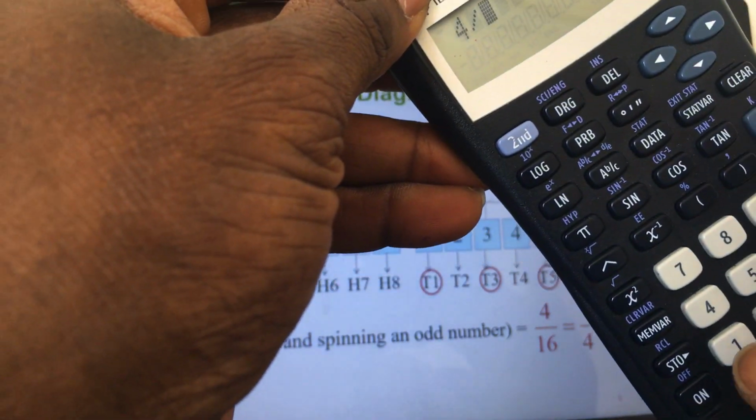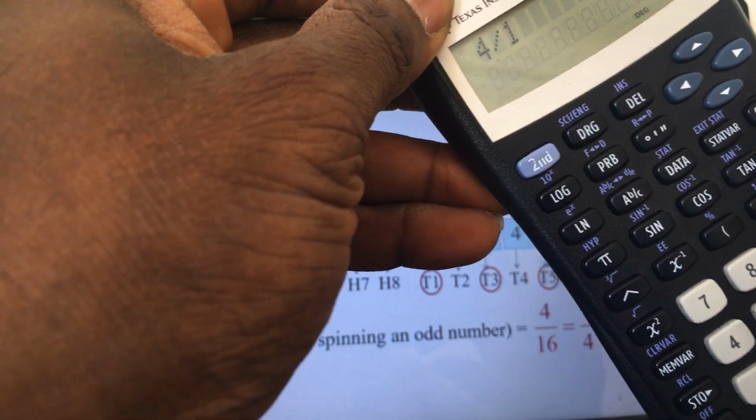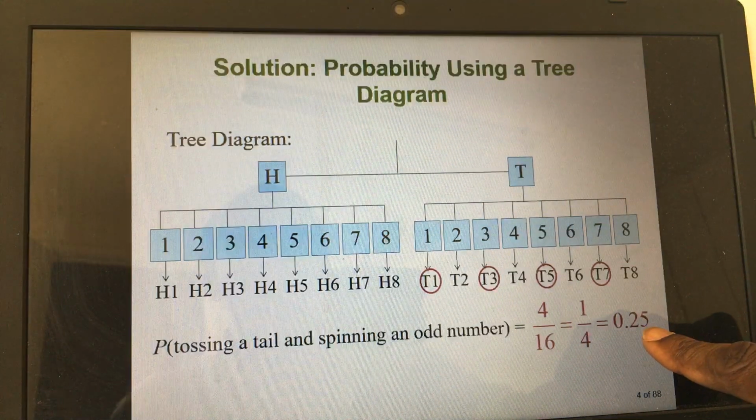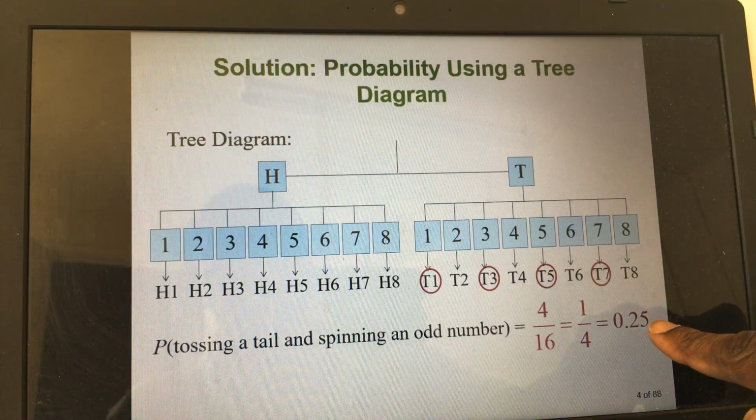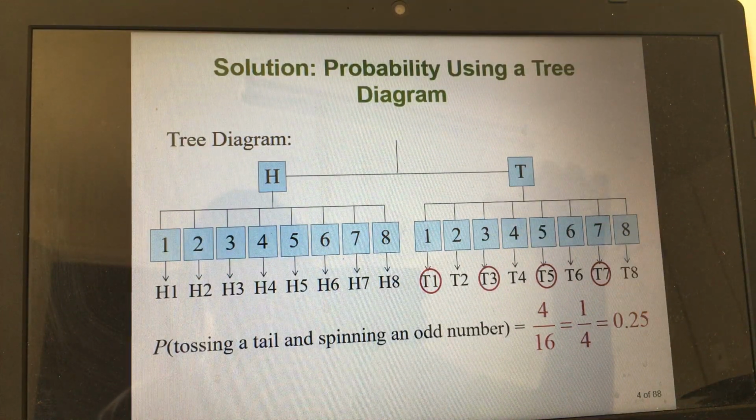I got 4. Okay? 4 divided by 16. That will give me 0.25, 0.25. And that's what we have here, 0.25. You can also call it a 25% chance of getting a tail and an odd number. That makes sense? I'm sure it does.